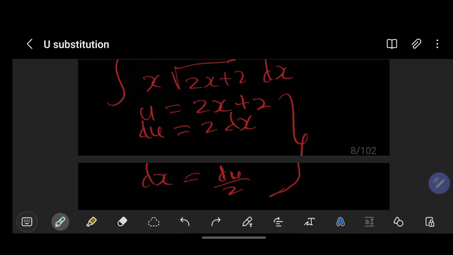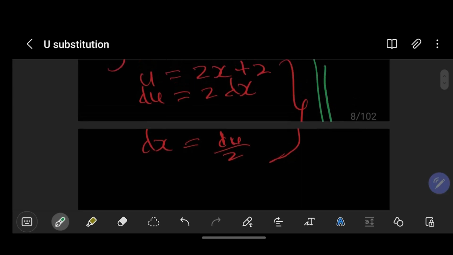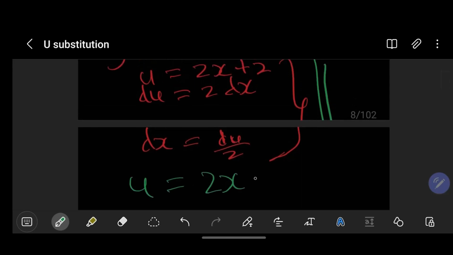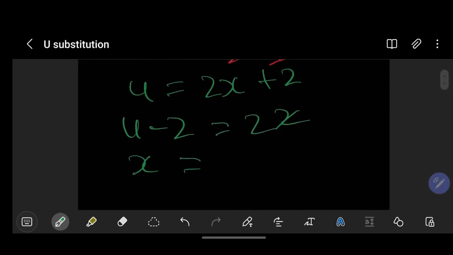Okay, so to do that, we'll use this again, and we'll say u here is equal to 2x plus 2. Then we can take the 2 across, so we'll have u minus 2 is equal to 2x. So x is then equal to u minus 2 all over 2. Okay, so we're at the point where we can now get x in terms of u. So the entire integral should now be in the form of u. So let's have a look and see if that is now true.